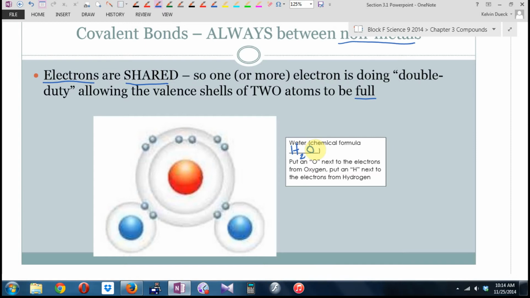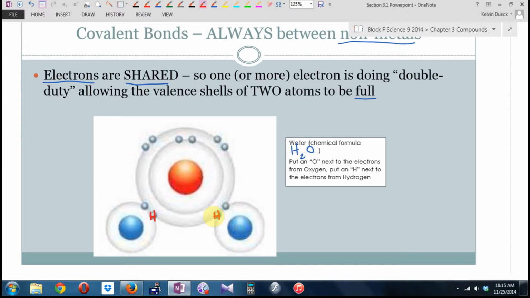So hydrogen, where is it on the periodic table? Element number what? How many protons? 1. How many electrons does it normally have? Just 1. How many would it like to have in its valence shell? 2. So from hydrogen, that's a hydrogen electron, and that's a hydrogen electron. The instructions say put an O next to the electrons from oxygen, put an H next to electrons from hydrogen. So I say it's those two, but these ones up here are not the ones from hydrogen.